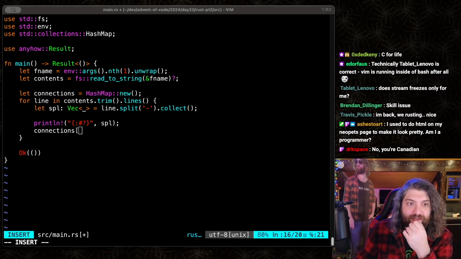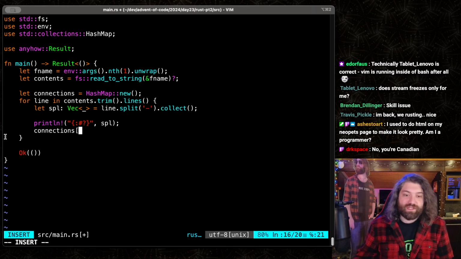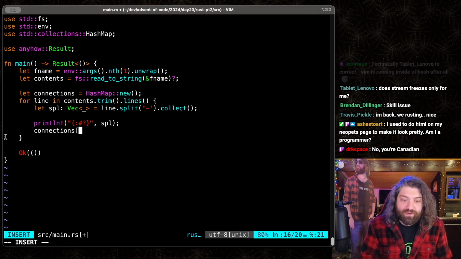Yeah. Entry or insert. That's it. I used to do HTML on my Neopets page to make it look pretty. Am I a programmer? Yeah, definitely.